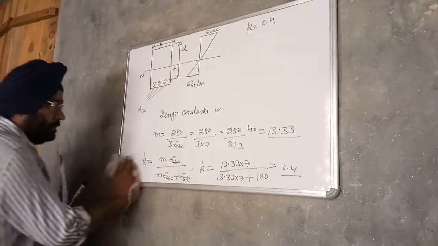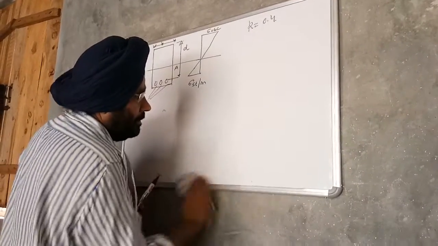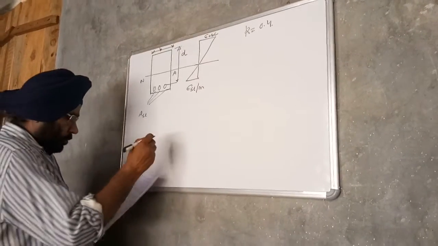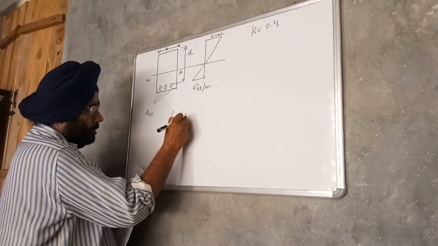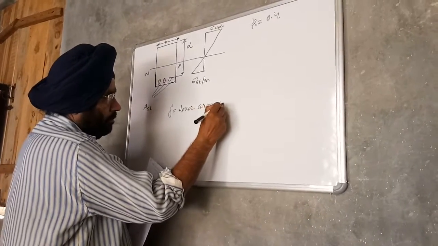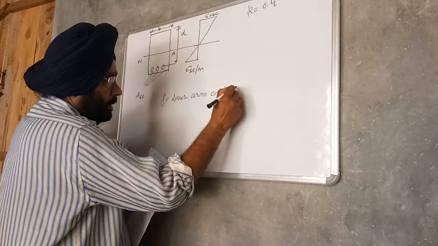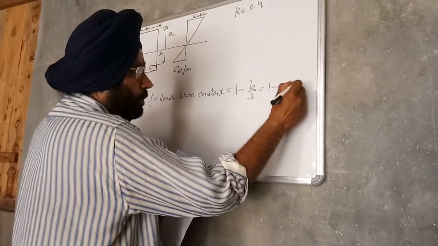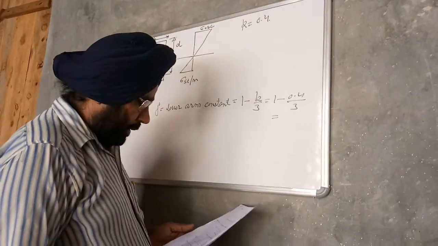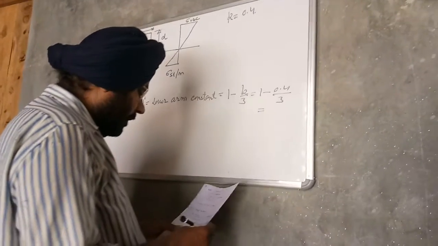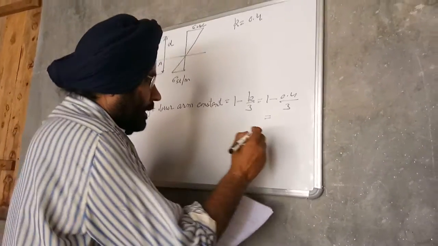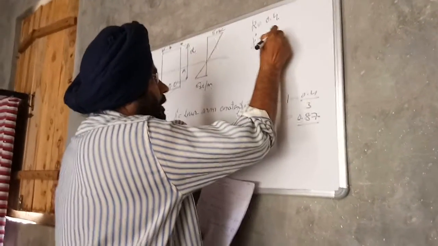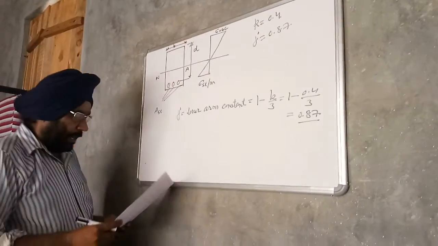So then J. J means lever arm constant, and J is equal to 1 minus K by 3, that is 1 minus 0.4 by 3. So the value of J is 0.87.